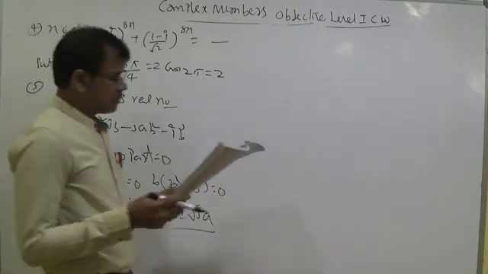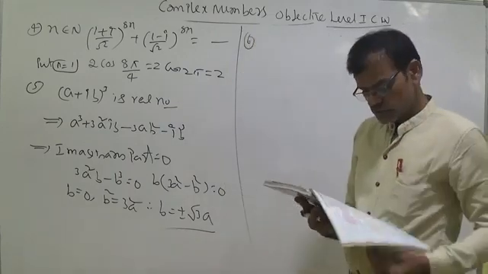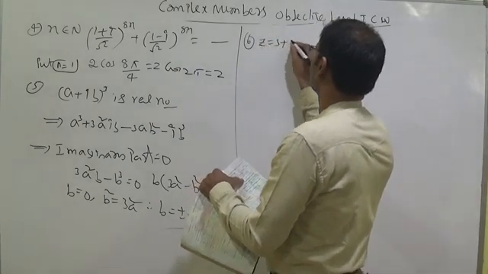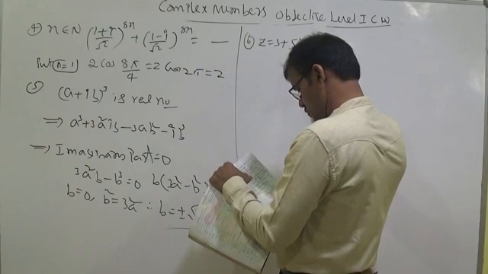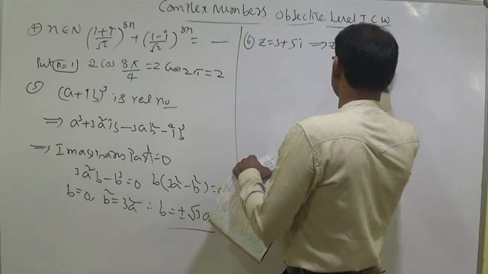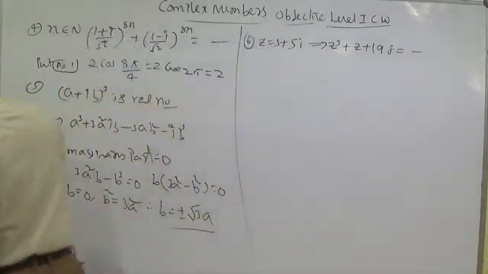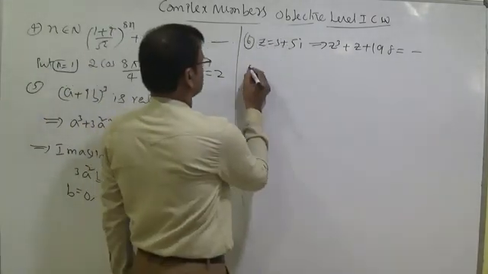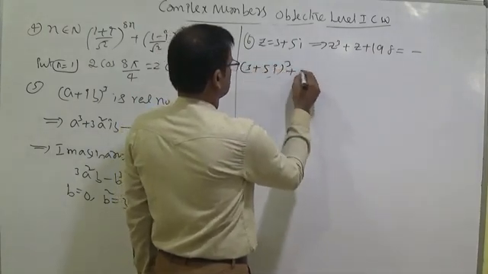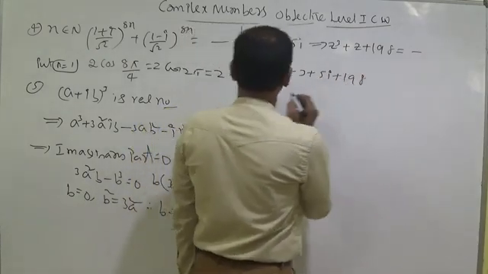Next one, sixth question. Z is equal to 3 plus 5i, that implies Z cube plus Z plus 198. Substitute the value of Z here. This is (3 plus 5i) whole cube plus 3 plus 5i plus 198.